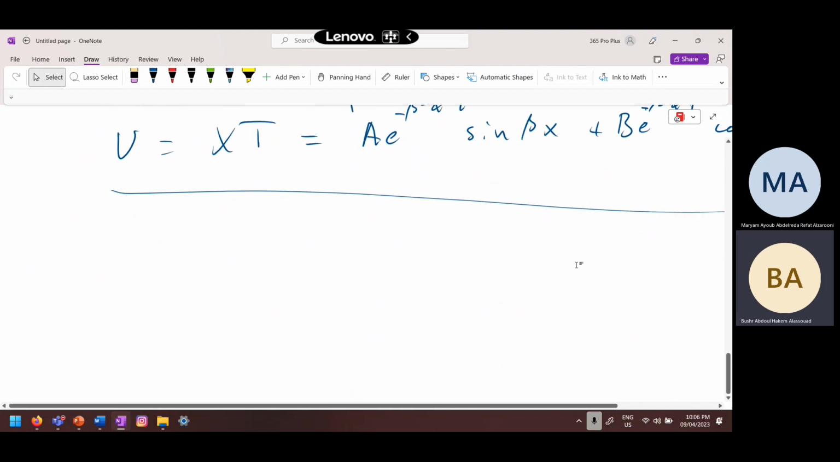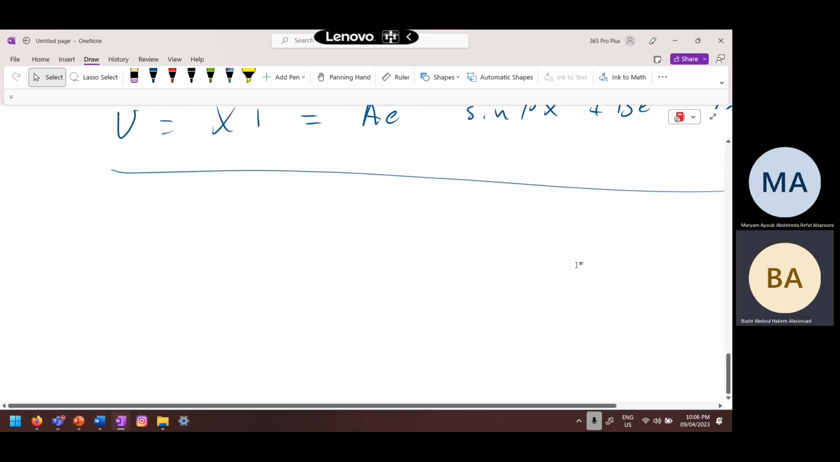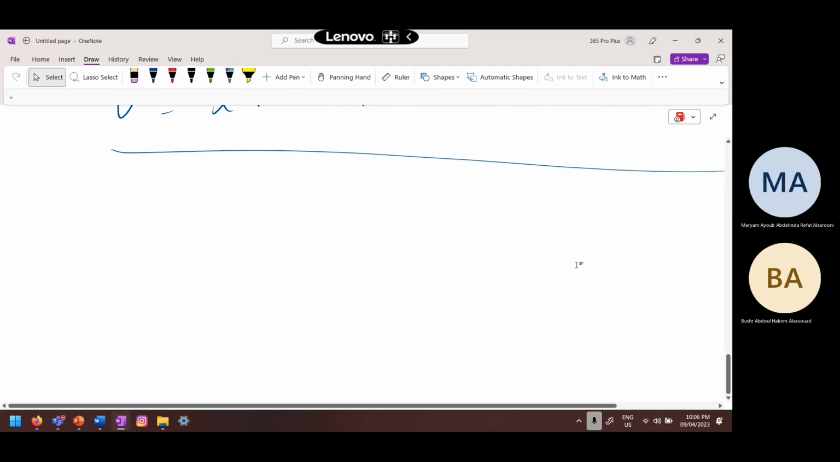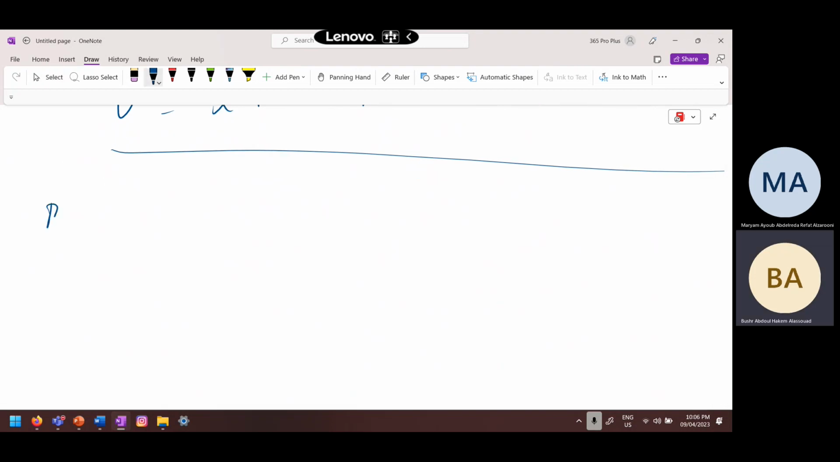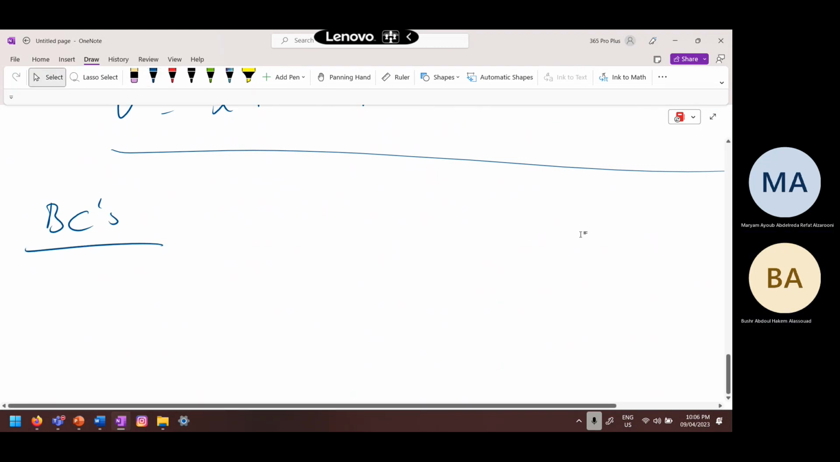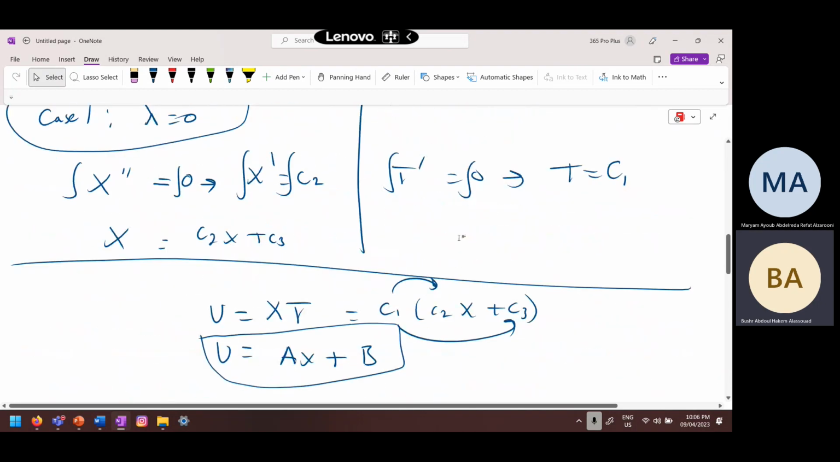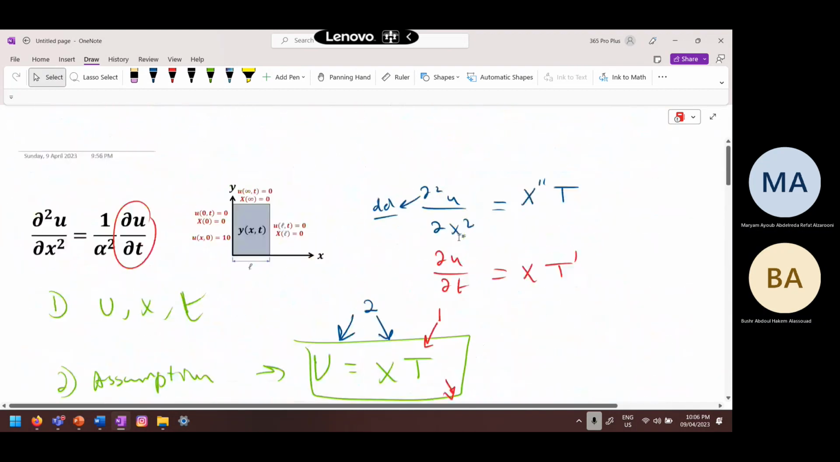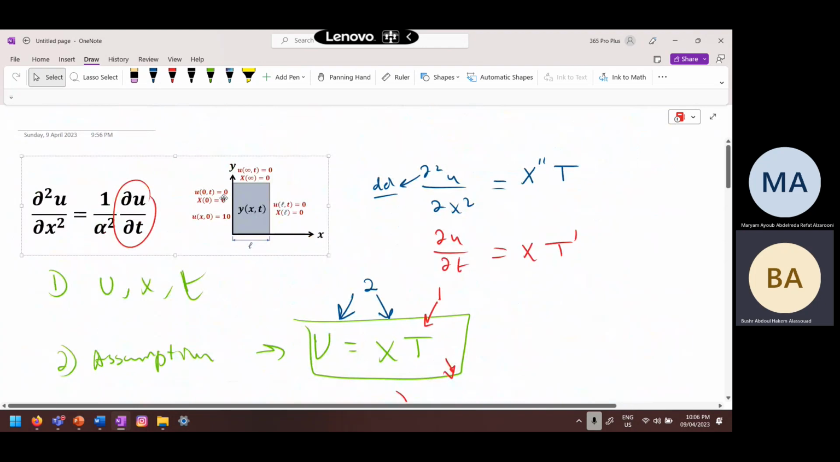Okay, now time for the boundary conditions. Now here my method, you can see it's different than the first one. Using the BCs, our boundary conditions, we would use these from here.